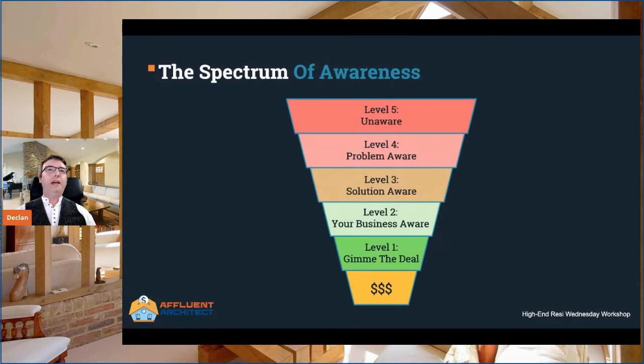Now, with all that in mind, there is something we need to discuss, and that's called the spectrum of awareness. So the spectrum of awareness is a measure of where your potential clients are in terms of being ready to pull the trigger and hire an architect and move forward with their project. And there are 5 levels of awareness, and these are unaware, problem aware, solution aware, your business aware, and then gimme the deal. And these are in order of the decision-making journey a potential client goes through when they purchase anything or hire anyone. So let's go through each now.